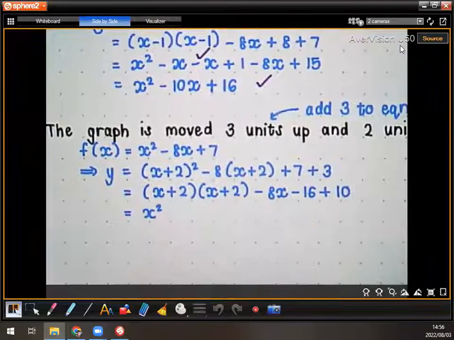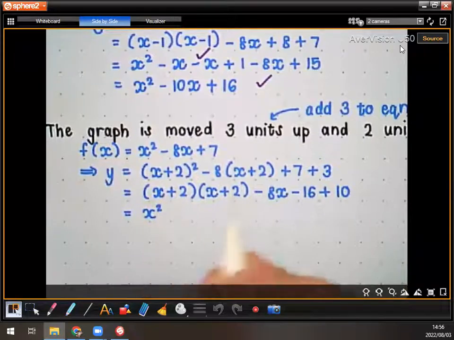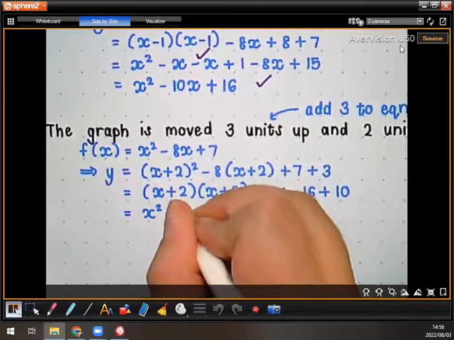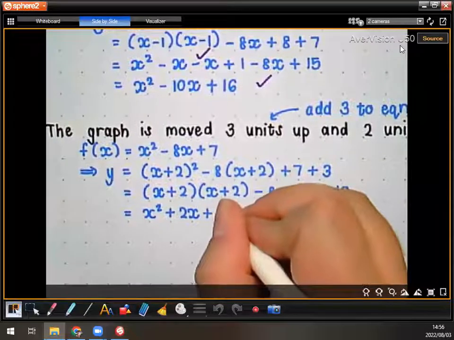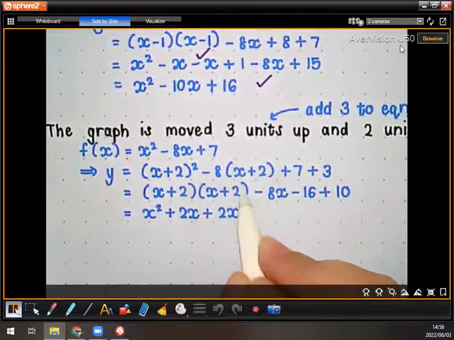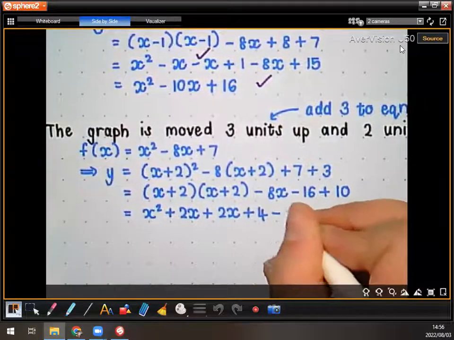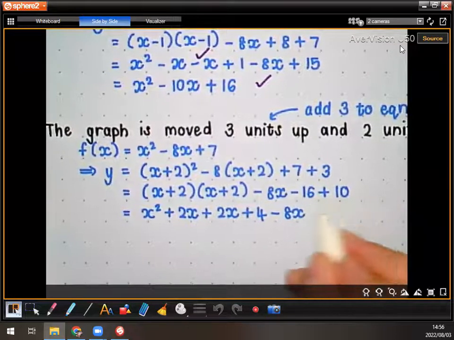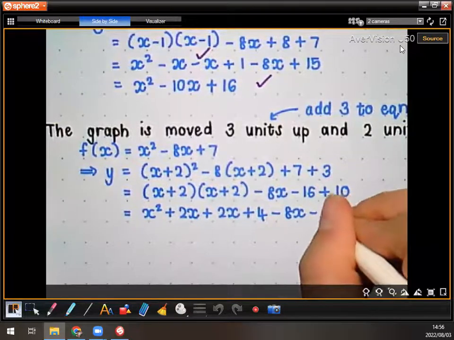X times x is x squared. So I'm pulling those two brackets out now. Then we do the outers: x times 2, that's 2x. The inners is also 2 times x, that's also 2x. And then last, 2 times 2, which is 4. Minus 8x. Let's simplify this one out. What's negative 16 plus 10? Negative 6.